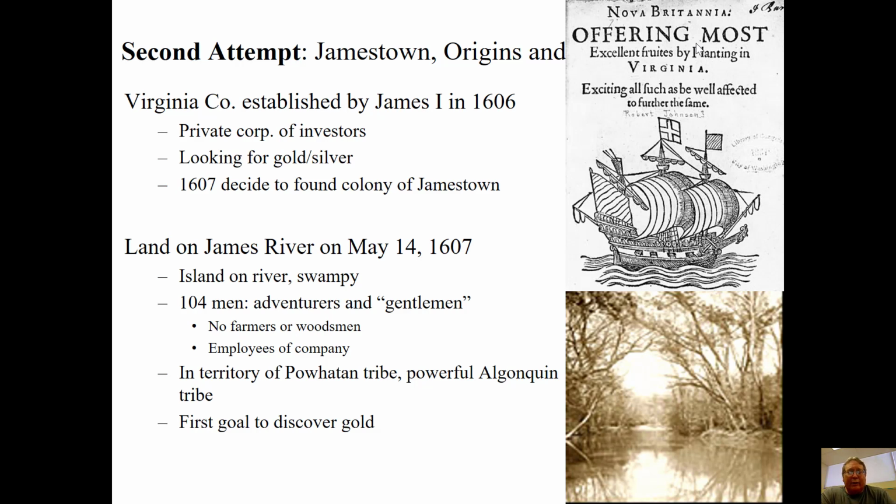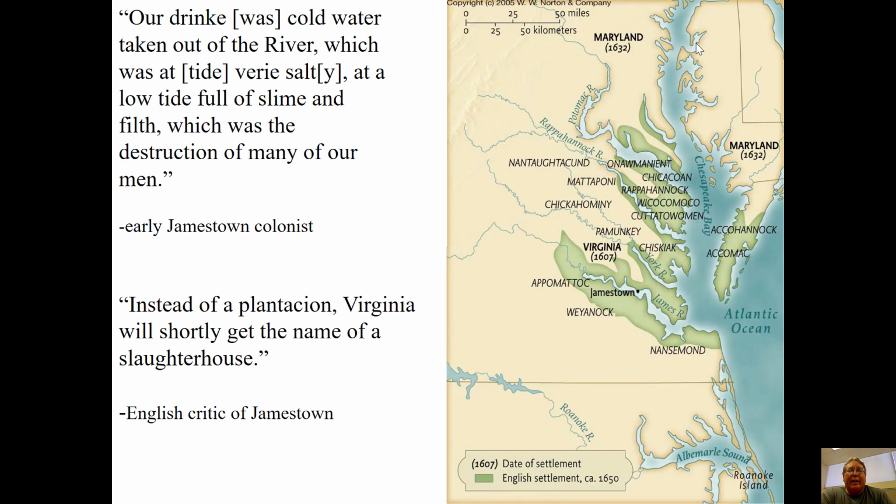But that's okay for the English because they don't care about all that. They just want to find the gold that they think is in this river. That is their first goal. What they find out, however, is this is going to be a bit of a disaster, just like the first one. What we see here on this map on the right-hand side of our screen is that there are a whole lot of natives surrounding this place called Jamestown, which is right here in the middle of our map. That's where the English decided to land.